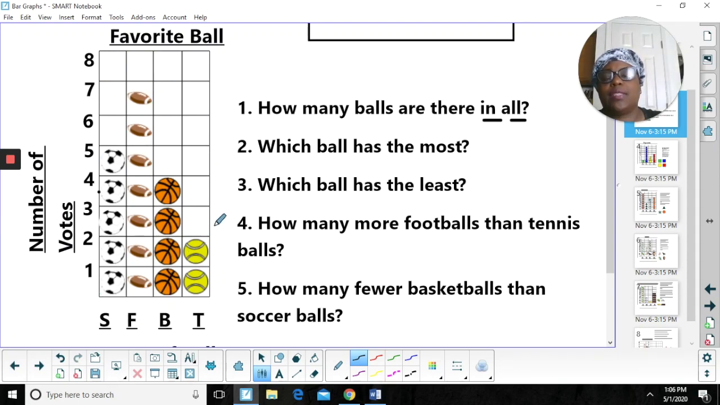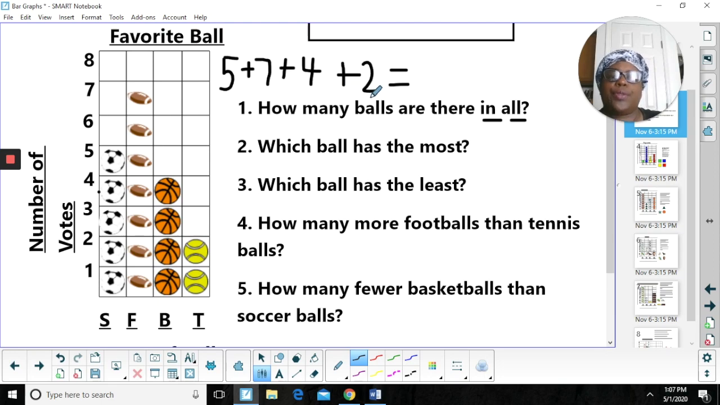All right. So let's start by saying how many soccer balls we had. We had how many? 5. So we will write 5 here. How many footballs do we have? Up the graph and over, how many do we have? 7. So plus 7. How many basketballs do we have? Up the graph and over, how many? 4. Plus 4. How many tennis balls do we have? Up the graph and over, how many? 2, plus 2. And then we're going to write our equal sign.